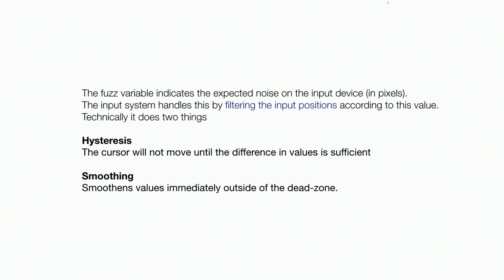What I found is that there's an input parameter there called the fuzziness value. This is the amount of noise that the input subsystem can expect from a user on that touch panel, and it decides how it wants to filter those input positions based on this value. It has two things to it: it can either not move your cursor till it reaches that difference, and it also detects drop-off zones. So that is one of the values that we had to experiment with.